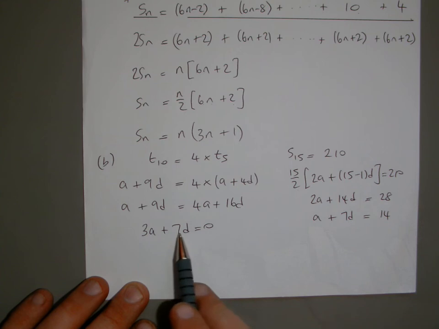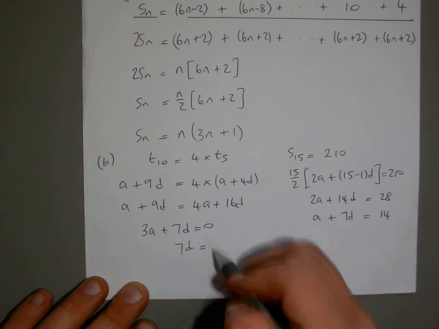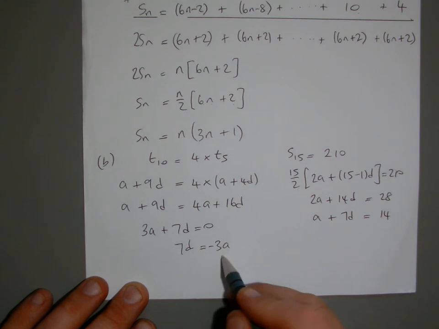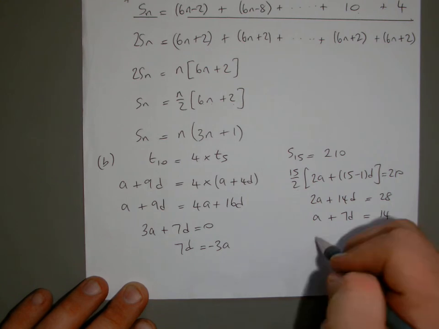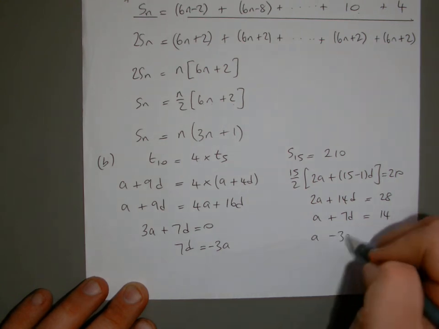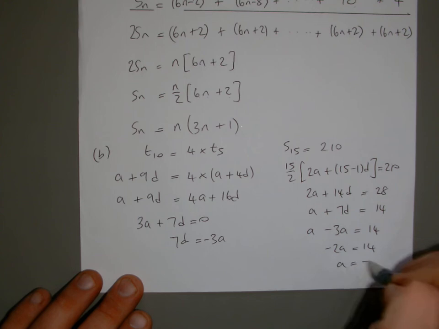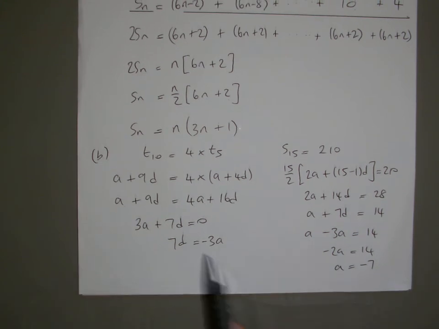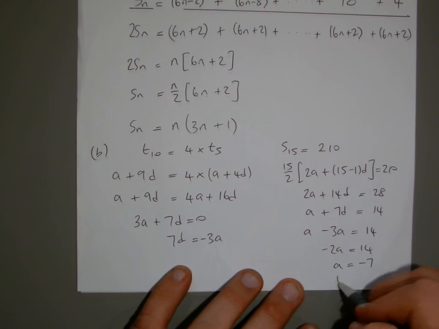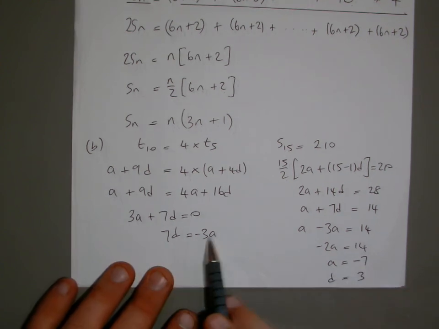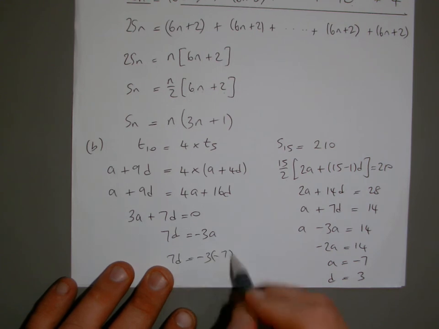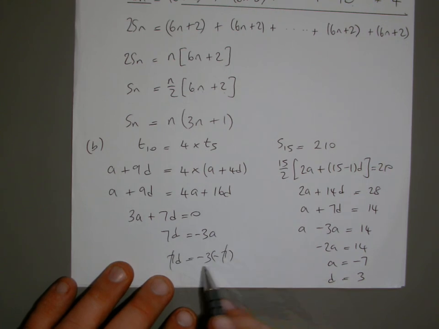And that's useful because I can get 7d from here to equal minus 3a, if I take that over the other side. So substitute that in then. So 7d is minus 3a, so a minus 3a is 14. So minus 2a is 14. So that means a is minus 7. And if a is minus 7, put it back in there, so d will work out to be 3. Because you'll have 7d is minus 3 times a, which is minus 7. The 7s cancel, so d will be positive 3 then. Okay, good.